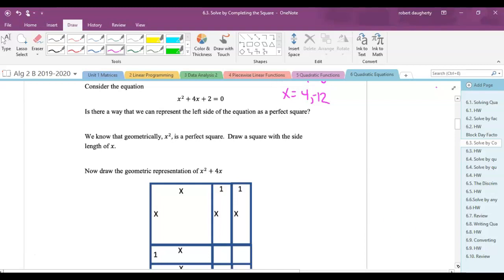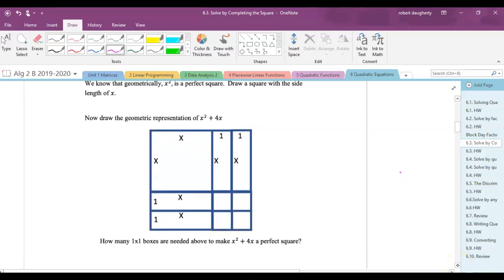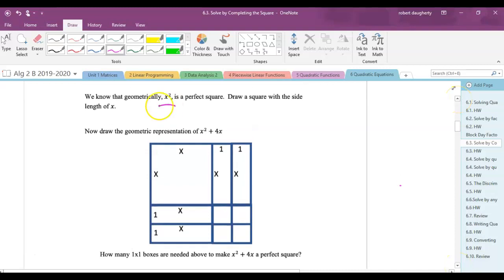Let's look at, from a geometric standpoint, x squared is a perfect square. So what if I drew a box and the dimensions of this box are x by x, okay? What is the area of this square? X squared, okay, that is the area of this square right here. Now, what if I drew a rectangle that was x by 1, okay, and this rectangle is x by 1. This rectangle is x by 1, and this is x by 1.